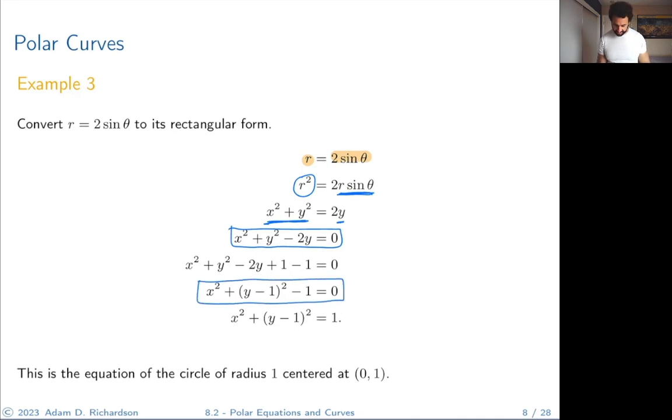And that's because of this piece right here. Let me highlight it. This right here factors into y minus 1 squared. Then you can move the negative 1 to the other side, and lo and behold, you get this. So that's the equation of this circle with radius 1 centered at the point 0, 1. And that's what this equation is describing. So r equals 2 sine theta is a circle with radius 1 centered at 0, 1.